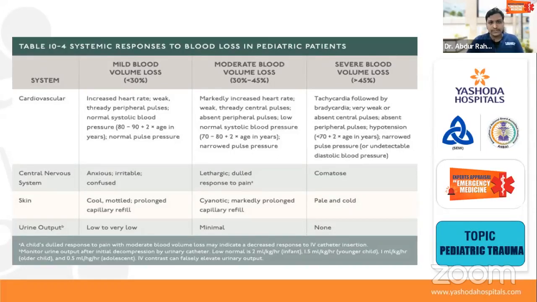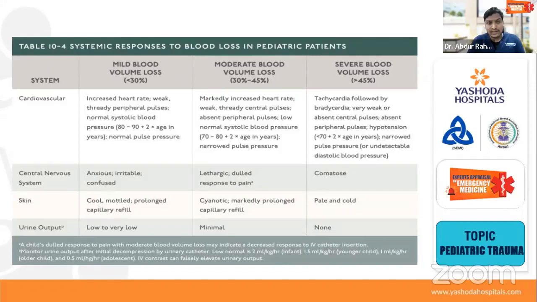This table is showing systemic responses to blood loss in pediatric patients. Blood loss of less than 30% of volume will be mild, 30 to 45% will be moderate, and more than 45% volume loss will be severe. So what are the signs you will see here? In the cardiovascular system, there will be increased heart rate, weak thready pulses, and normal systolic blood pressure and normal pulse pressure in case of mild blood loss.